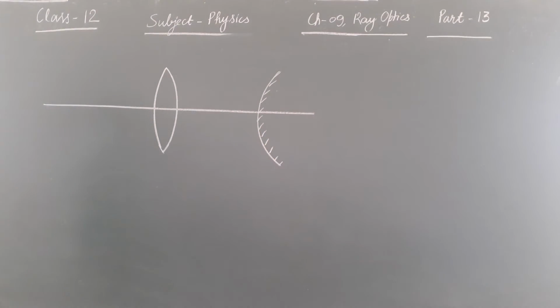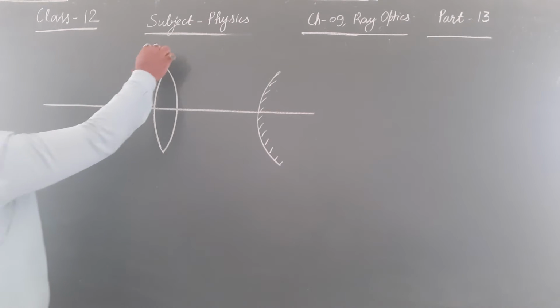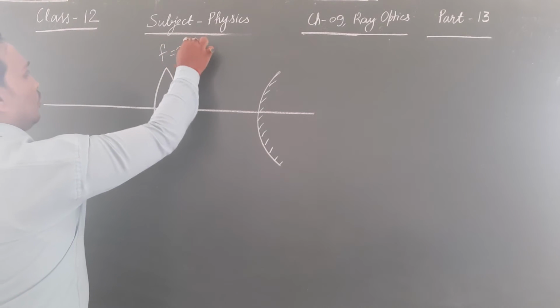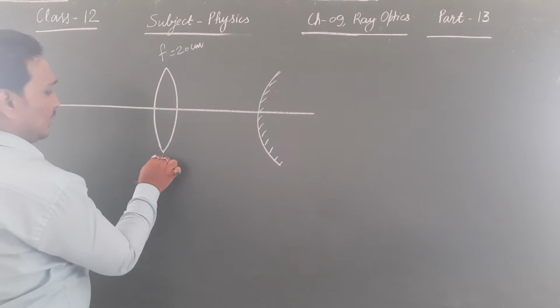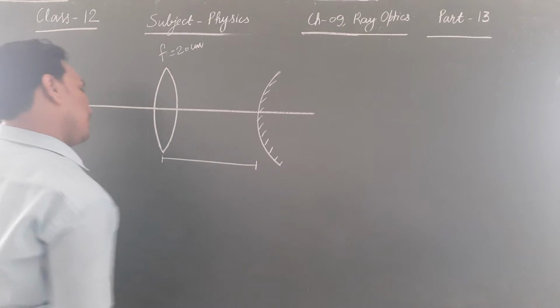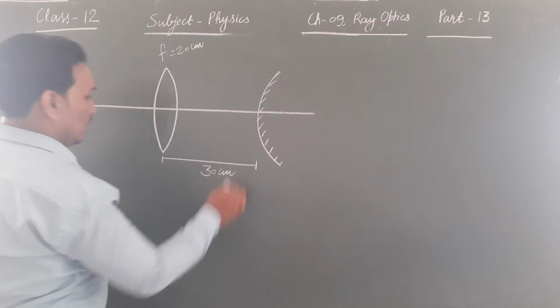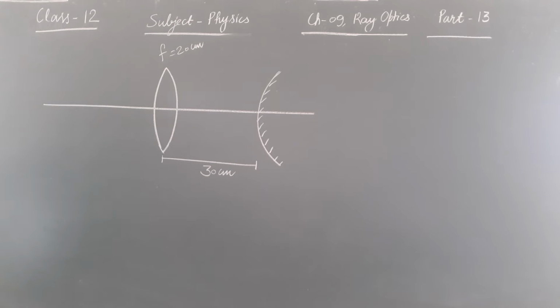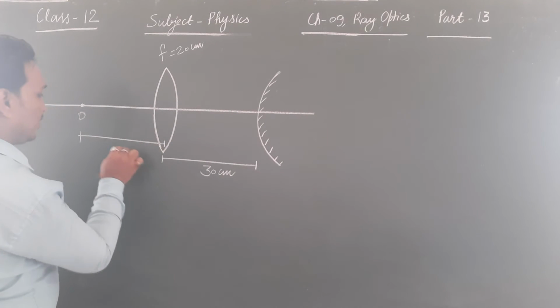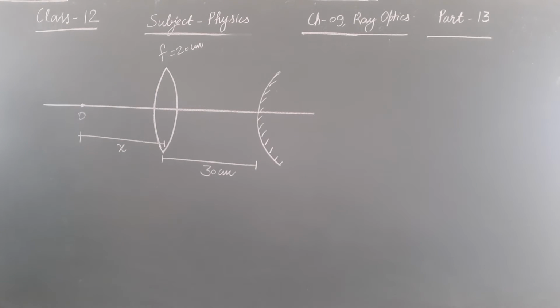Like this. Focal length of this lens is 20 centimeter. The separation between the lens and the mirror is, let it be 30 centimeter. An object is placed somewhere here. The distance of the object is, let it be x.